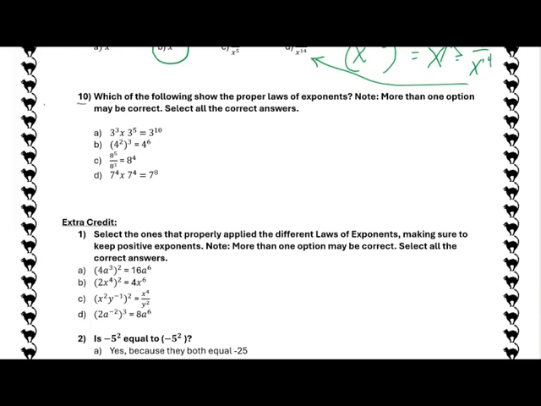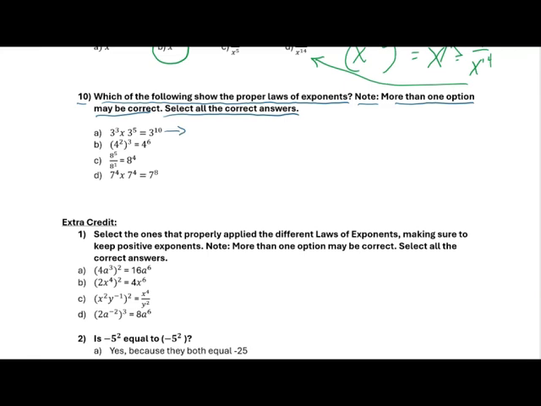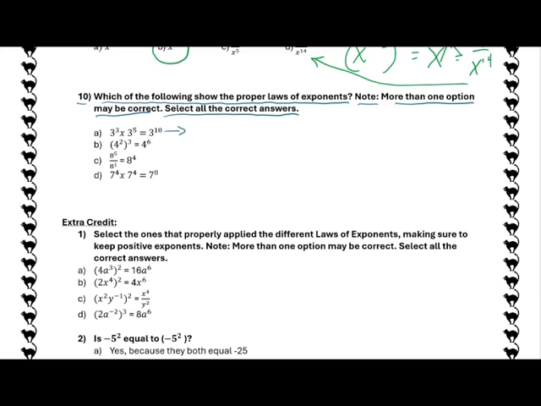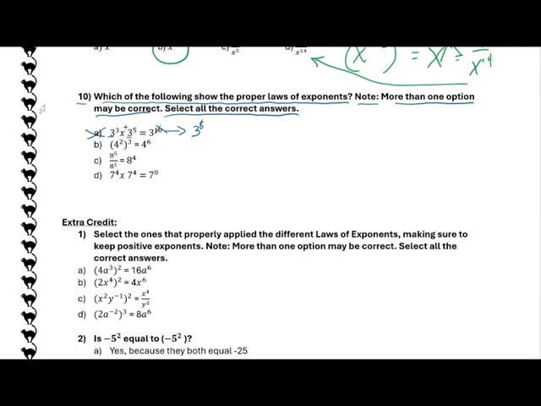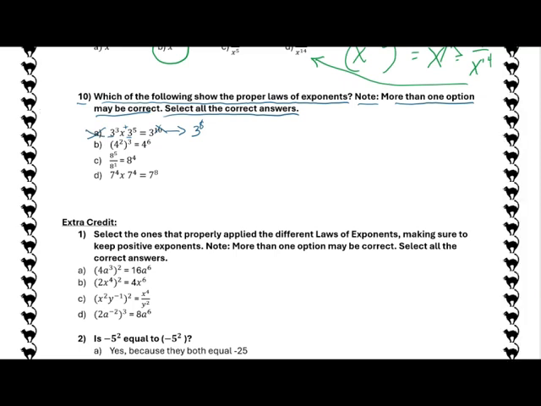All right, number 10. Which of the following show the proper laws of exponents? Note, more than one option may be correct. Select all the correct answers. All right, so for this one, it's multiplying and it has the same base, so I can add the exponents. So it should be 3 to the 8th power. This one says to the 10th. Nope, that's incorrect.